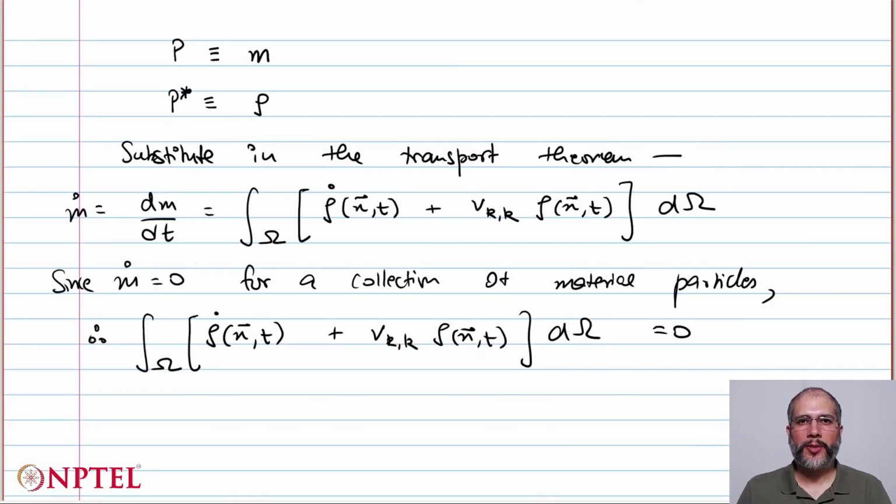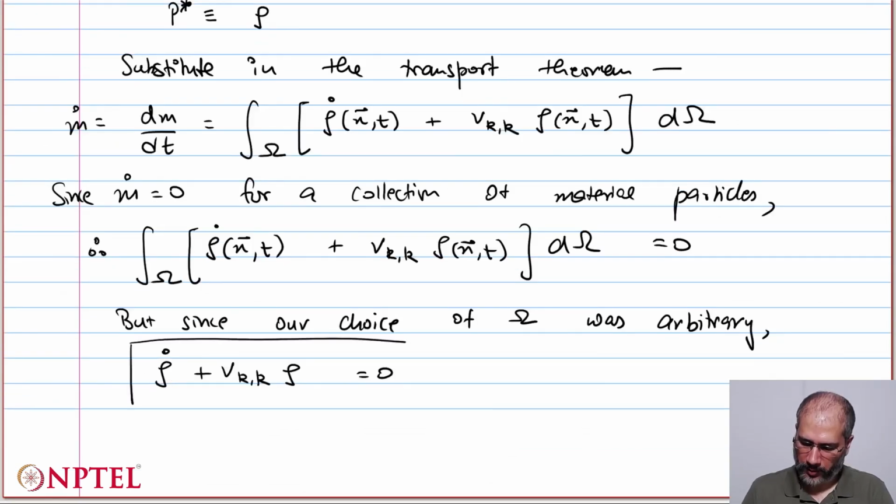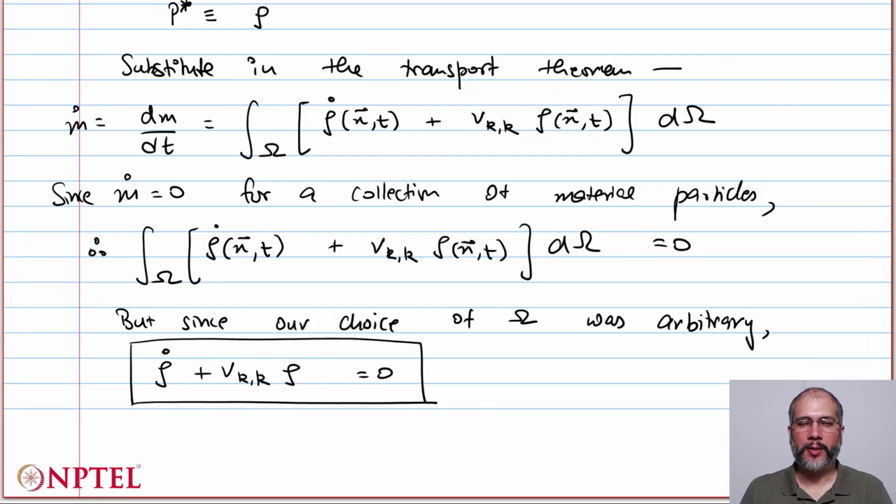And also our choice of the collection of particles was arbitrary. I did not tell you to choose a selected collection of particles. We had just chosen some collection of particles, and the collection of particles corresponds to the volume omega. So if the selection of particles was arbitrary, that means we could have chosen any sub-volume in my overall body. So for this integral to be 0 for any omega, this quantity has to be 0 identically.